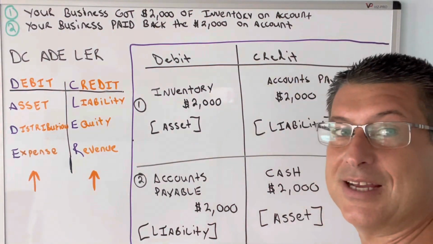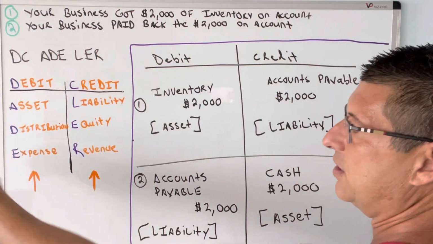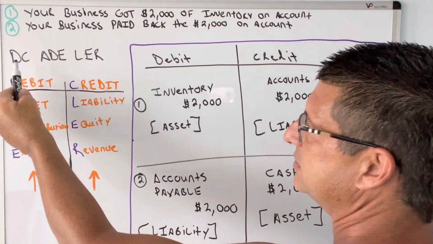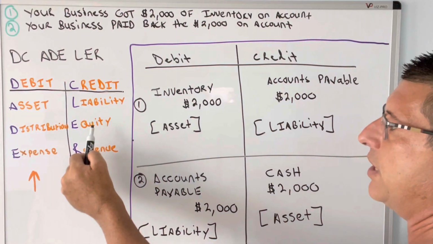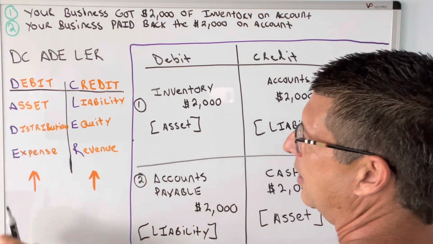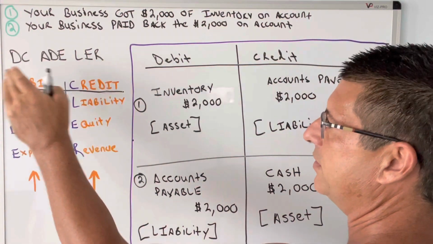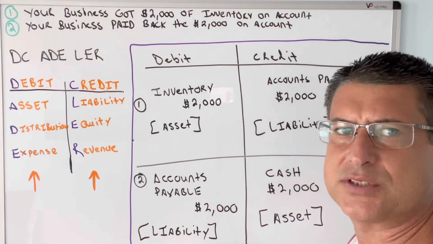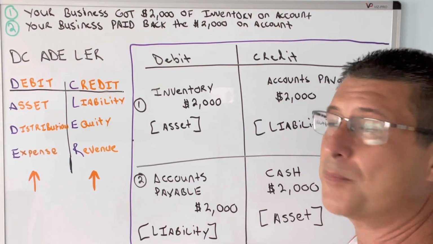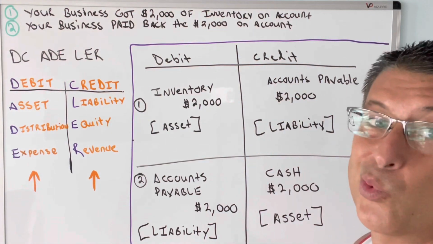We got a DCAler. This is kind of my thing here. It's debit, credit, asset, distribution, expense, liability, equity, revenue, and if they're increasing on the debit or the credit. I go into this in depth on many different videos. If you're not familiar with it, please watch the playlist, best accounting playlist in the world.